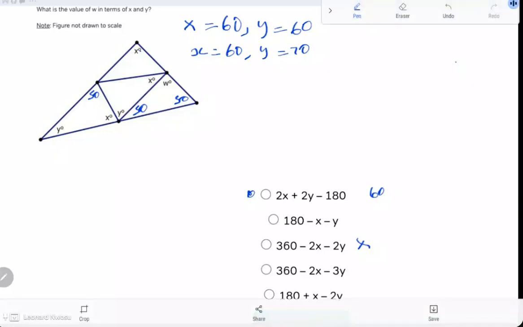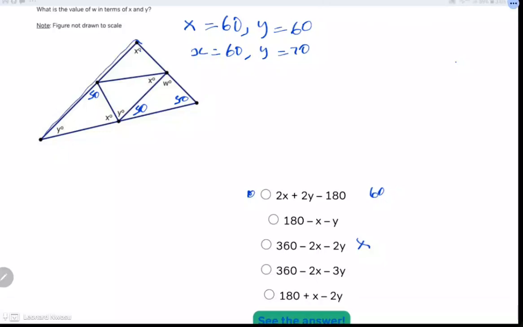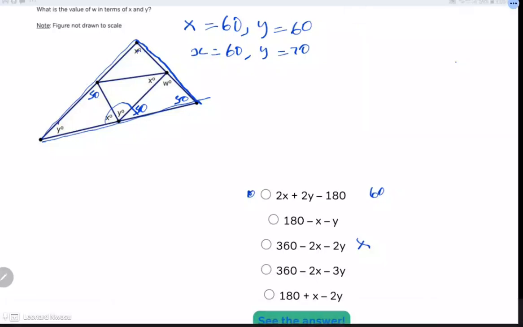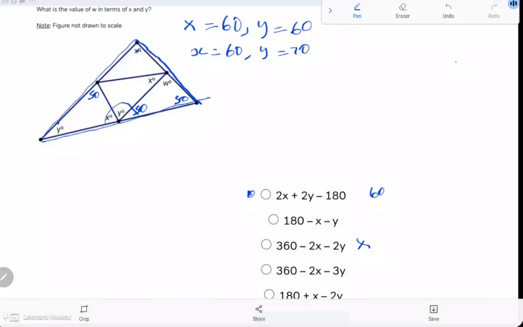And if this is 50-50, then what is the new value of w? Why are we having 50 inside one triangle? It is when we consider the big triangle, this one. Do you see? The first 50 is angle on a straight line. The second 50 is angle sum of a triangle. Now, let's come back to this and check.